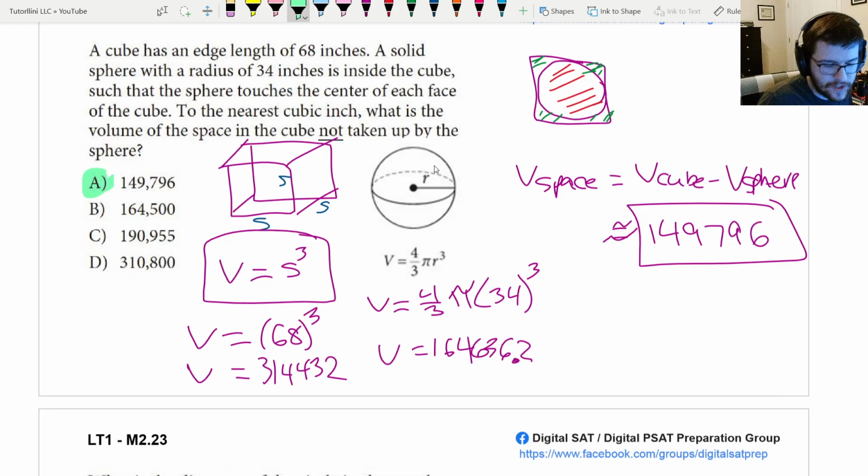Sometimes on SAT questions, you have to compute an area or a volume, and then you have to add or subtract them to find the combined area or the empty, unshaded area kind of thing.